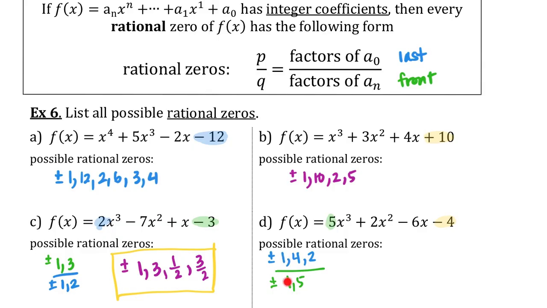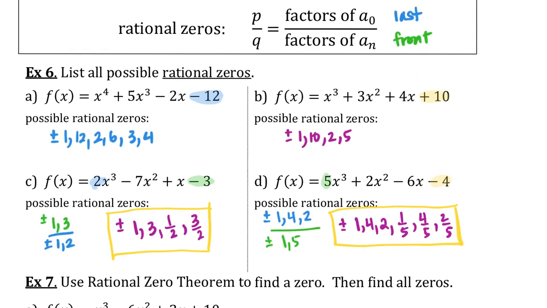So I'm going to do 1 divided by 1, which is 1. 4 divided by 1 is 4. 2 divided by 1 is 2. Okay, let's do it over 5 now. 1 divided by 5, 4 divided by 5, 2 divided by 5, and then these could also be positive or negative. Okay, these are all the possible zeros to the polynomial. It doesn't tell me which ones are correct though. I'm just guessing what's possible.